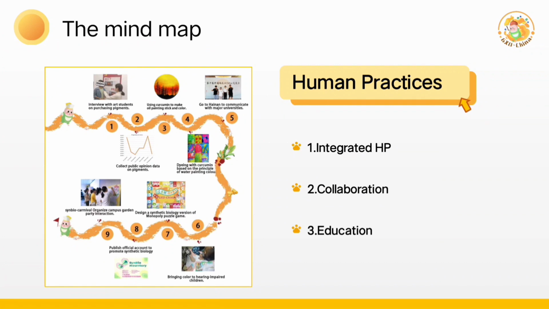The goal of our entire HP is to exhibit the advantages and charm of synthetic biology to the public by illustrating our project that creates curcumin synthesis by engineering E. coli. We hoped that the public would start to understand the concept of synthetic biology, be inspired by our curcumin project, and ultimately get involved in the synthetic biology world. We will introduce the HP project in 3 parts: the integrated HP, collaboration, and public education.